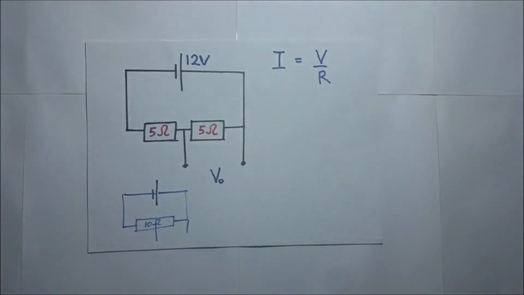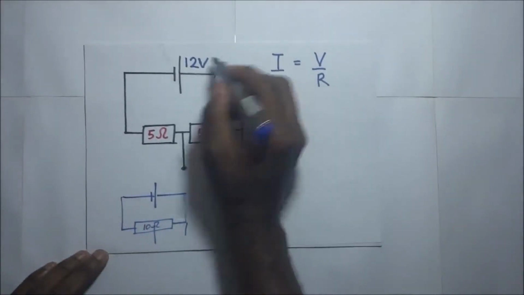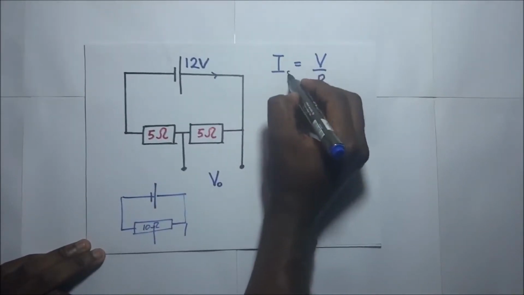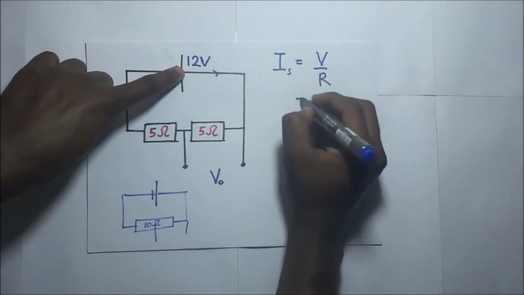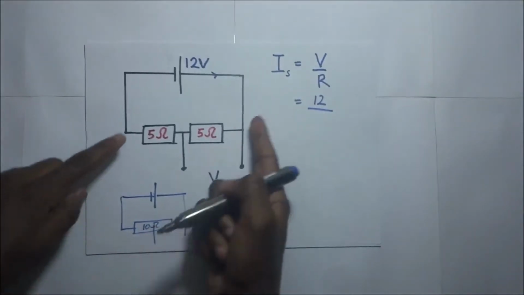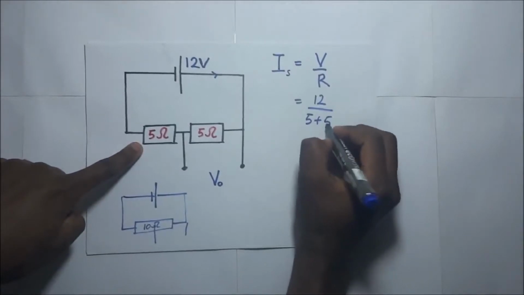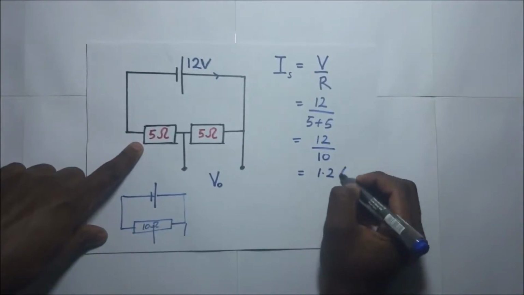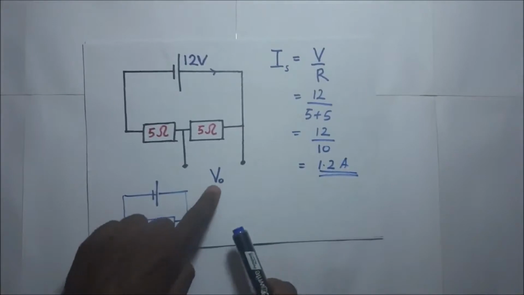Still, we are going to follow the same procedures as before. We shall first find the current flowing throughout here, and let's call it the source current. IS is going to be the total potential difference V over R. That is going to be 12 divided by R. Now the effective resistance in this whole circuit, with two resistors in series, is 5 plus 5, so it's 12 over 10, and that's going to give us 1.2 amperes.